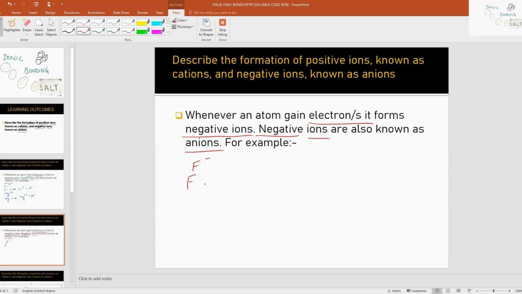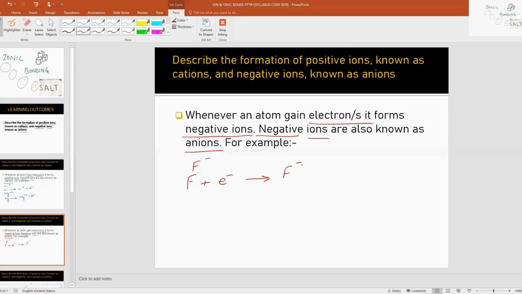F, it is gaining one electron, so I have to show the electron on the left side of the equation. And now I will place a minus charge on the atom, which shows that it has gained one electron.